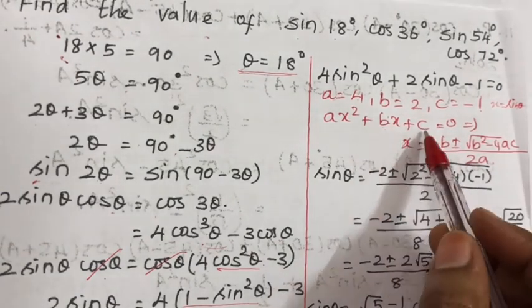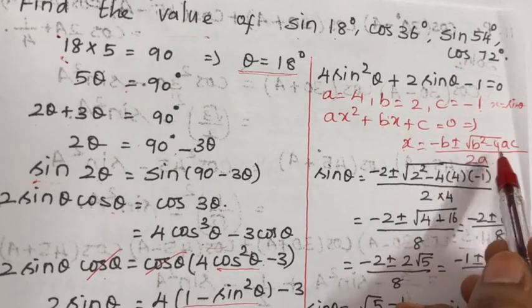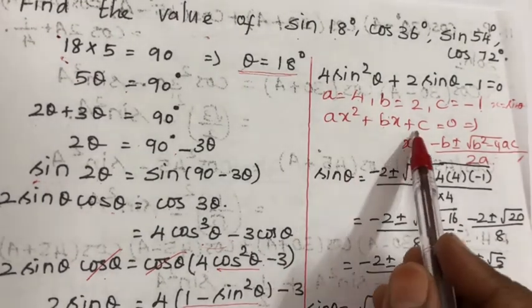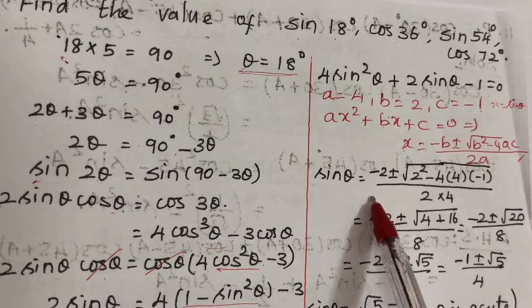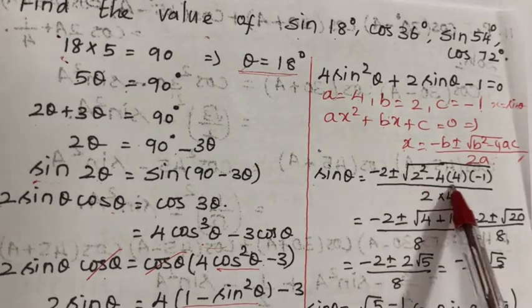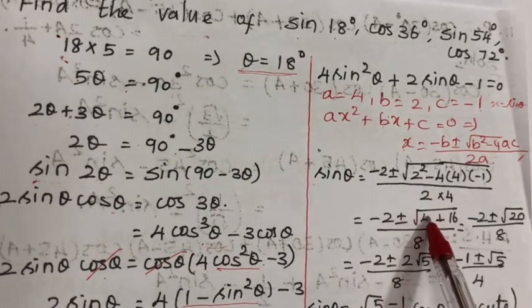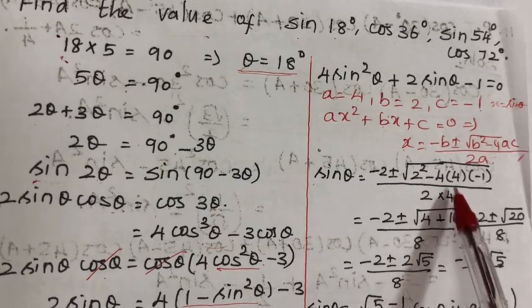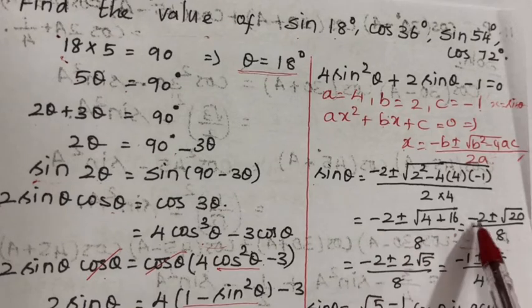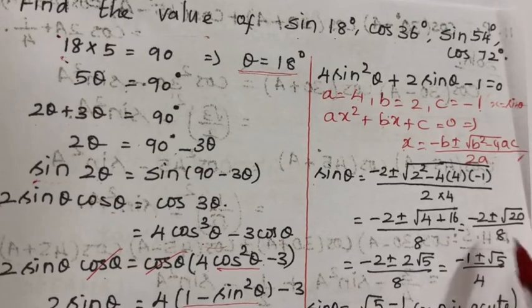So what is the solution? x is equal to minus b plus or minus square root of b square minus 4ac, divided by 2a. It's our known formula to find the roots. So our x is sin theta. So sin theta is equal to minus b plus or minus root of b square, that is 2 square, minus 4ac, divided by 2 into 4. 2 square is 4. Minus into minus it is plus, 4 fours are 16, divided by 8. So minus 2 plus or minus root of 4 plus 16, that is 20, divided by 8.